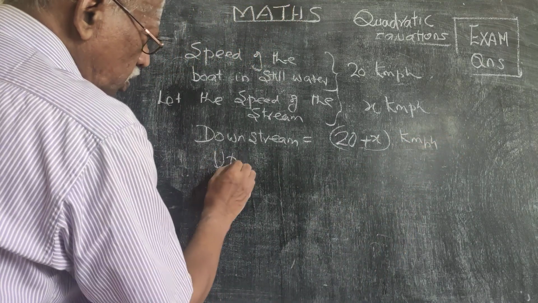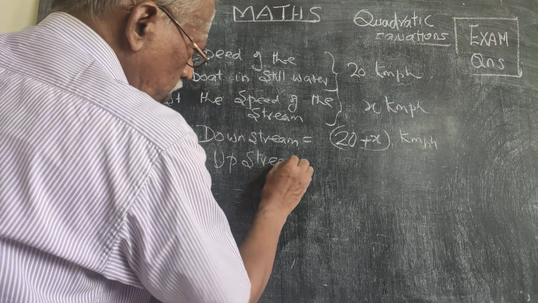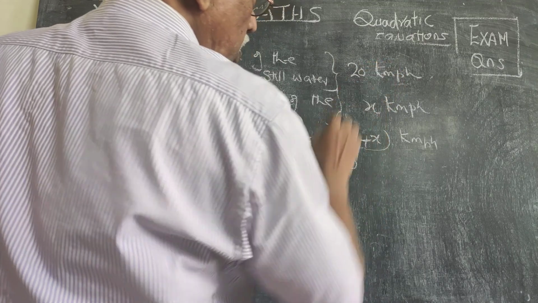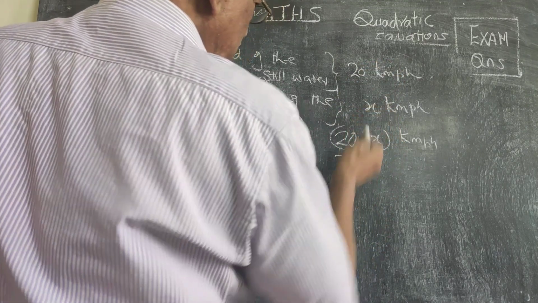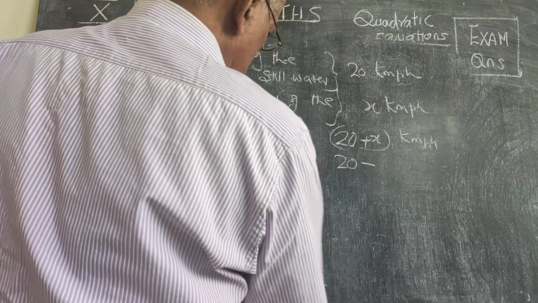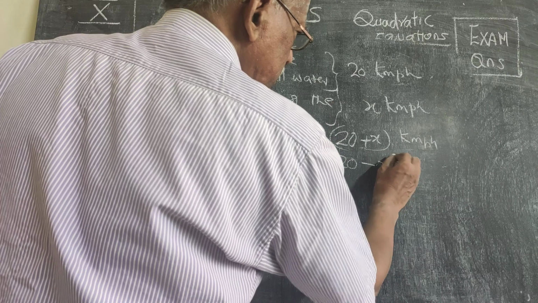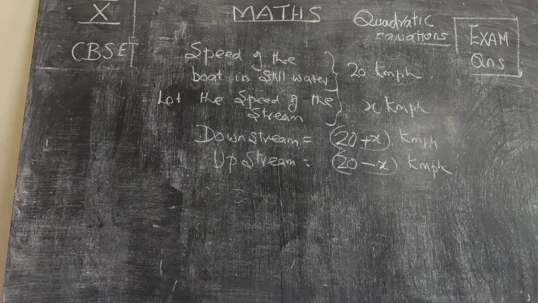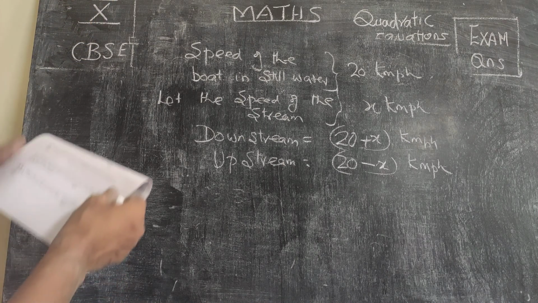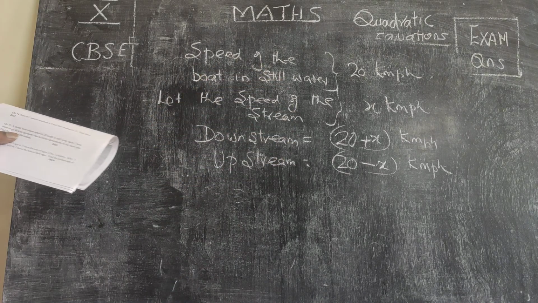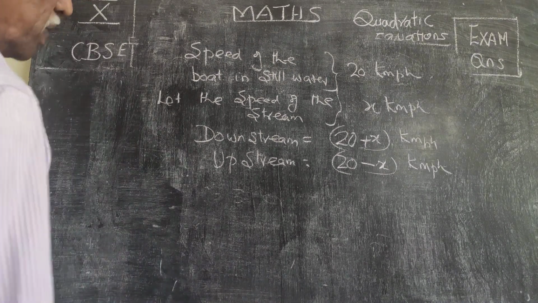Whereas in the upstream, you are going against the stream. Therefore, even though you are rowing at 20 kilometers per hour, the stream is flowing in the opposite direction at x kilometers per hour. Therefore, the speed of the boat while going upstream will be 20 minus x kilometers per hour. This is a simple problem. After making all these things, the problem now becomes very easy. The total distance is 48 kilometers.